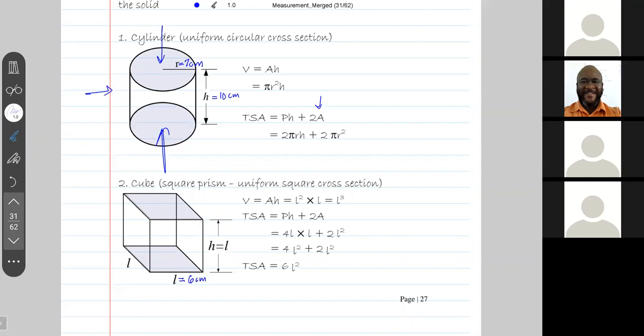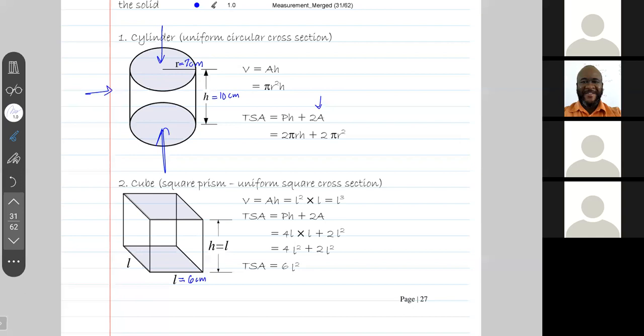Now, let's explain that. PH calculates the area in the middle. 2A would be the area at the top and the area at the bottom. At the top, you have a circle. The area of the circle is pi r squared. At the bottom, you have the same circle, pi r squared. Pi r squared plus pi r squared is 2 pi r squared. PH gives you the area in the middle, which is 2 pi r, the perimeter of the cross section, times the height.